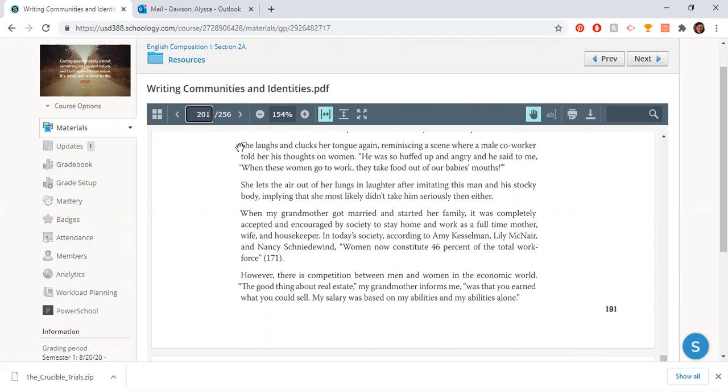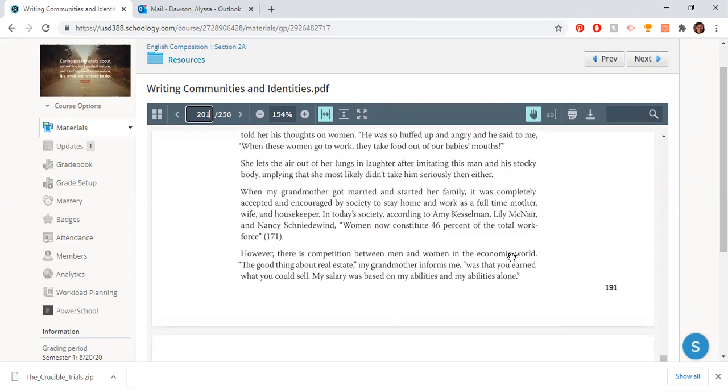So check this out. She laughs and clucks her tongue again, reminiscing a scene where a male coworker told her his thoughts on women. He was so huffed up and angry, and he said to me, when these women go to work, they take food out of our babies' mouths. She lets the air out of her lungs in laughter after imitating this man in his stocky body, implying that she most likely didn't take him seriously then either. When my grandmother got married and started her family, it was completely accepted and encouraged by society to stay home and work as a full-time mother, wife, and housekeeper. In today's society, according to Amy Kesselman, women now constitute 46% of the total workforce.